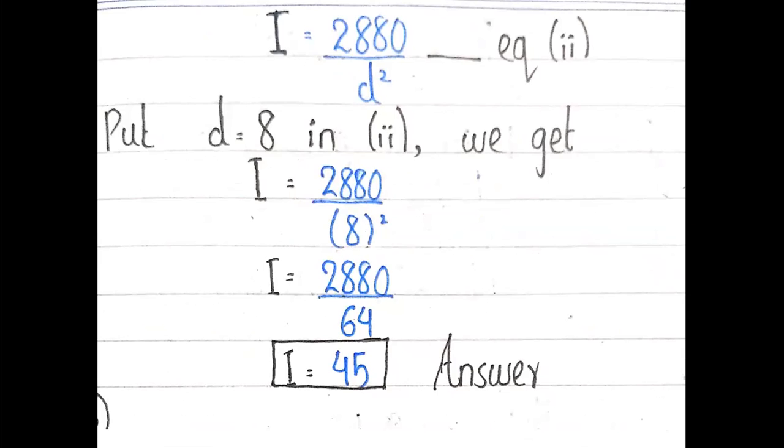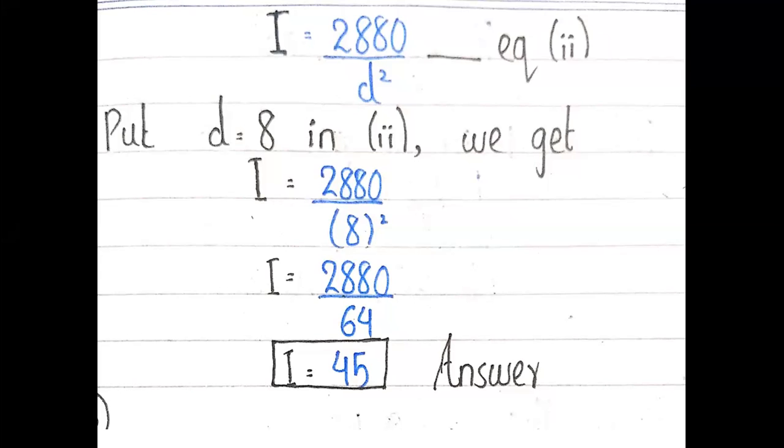Now putting the value of d in equation number 2 we get. So this is our main objective, this is our question. We have the value of d, it was present in the question already, and we have to find the value of I. So we have k over here, 2880, and we also have the value of d, that is 8. So now we are going to square it.